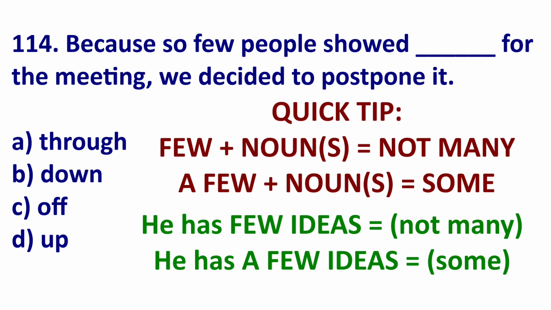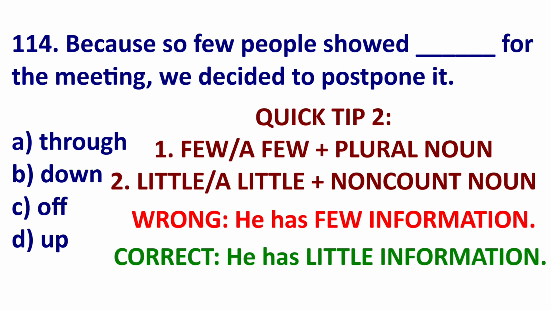A quick note, if you see few plus noun, it means not many. If you see a few plus a plural noun, it means some. If I say he has few ideas, that is not many and it sounds negative. If I say he has a few ideas, that just means some and there's no judgment. Now, you will not use few before non-countable nouns. If I said he has few information, this is wrong. He has little information, this is correct because information is non-countable. So you put few or a few before a plural countable noun.